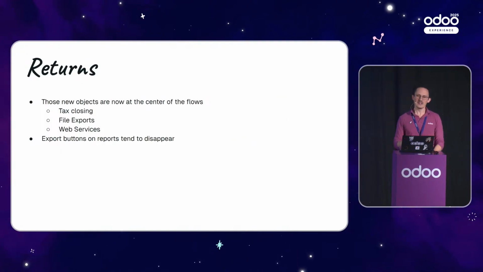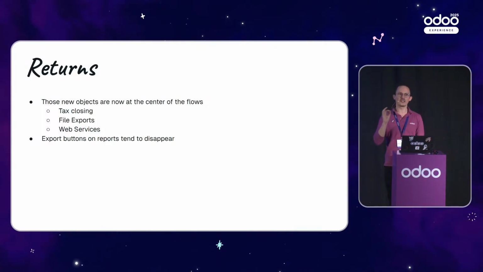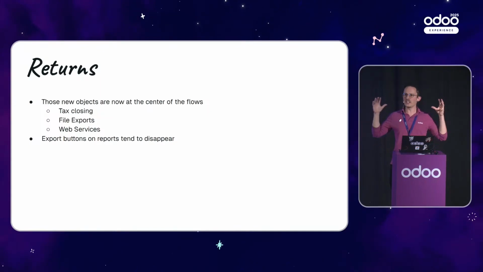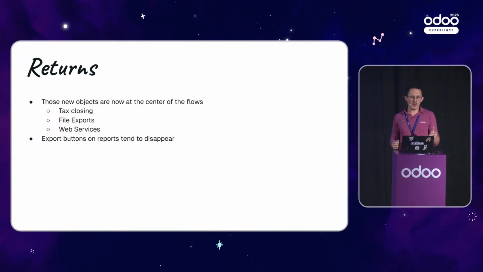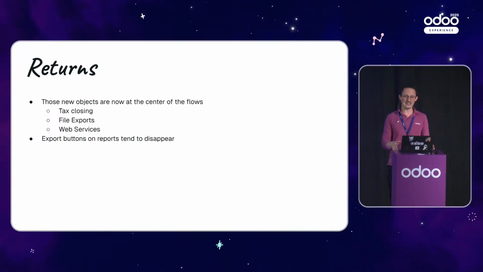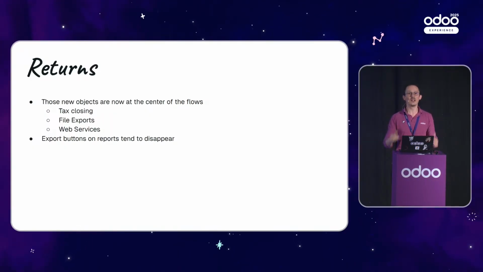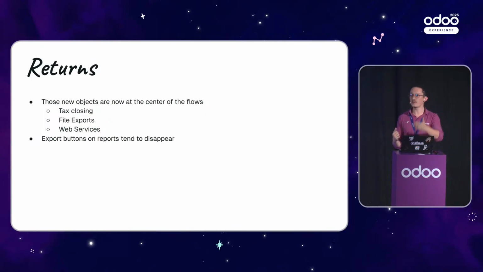That being said, we can say a few things about the returns for the future of the reports, because actually those new objects are a real game changer for the way we even just envision the way people will interact with the reports. Those new objects are now the center of the flows that they implement. Before you had to do everything from the report all the time. Now everything is managed from the return, and the goal is to help the user.